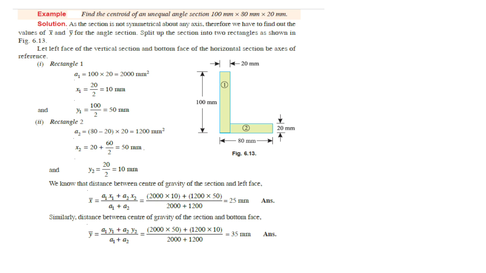Similarly, the distance between the center of gravity of the section and the bottom face, y bar, is equal to (a1 y1 plus a2 y2) divided by (a1 plus a2), which is 2000 into 50 plus 1200 into 10, divided by 2000 plus 1200, equal to 35 mm.